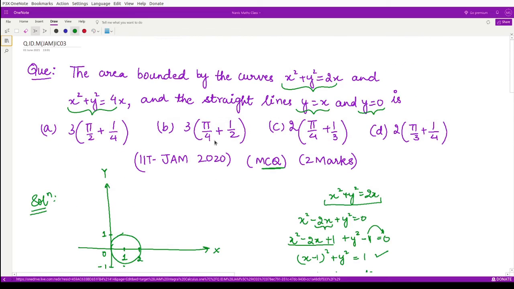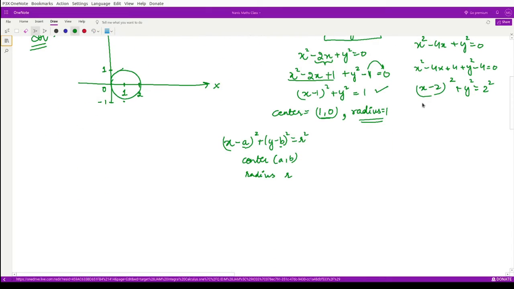Now for the second curve, we have x square plus y square is equal to 4x. So again we can complete the square in the same manner. So we would have x square minus 4x plus 4 plus y square minus 4 is equal to 0, or you can write here x minus 2 whole square plus y square is equal to 2 square. So here this equation of circle has center equal to 2, 0 and the radius here is equal to 2.